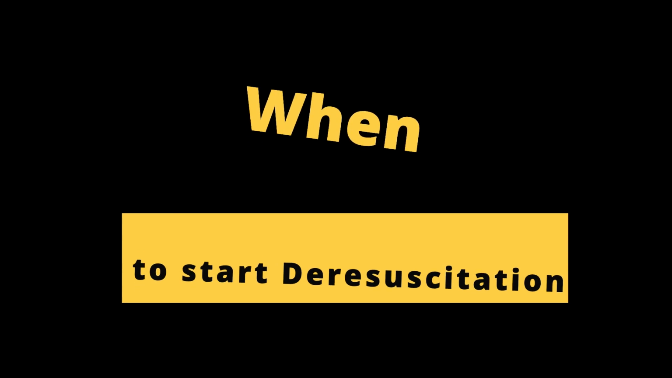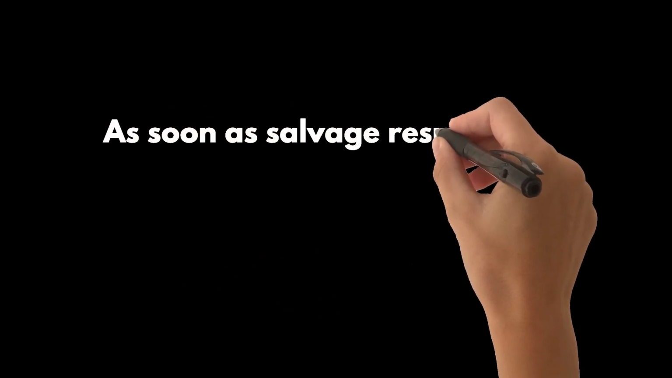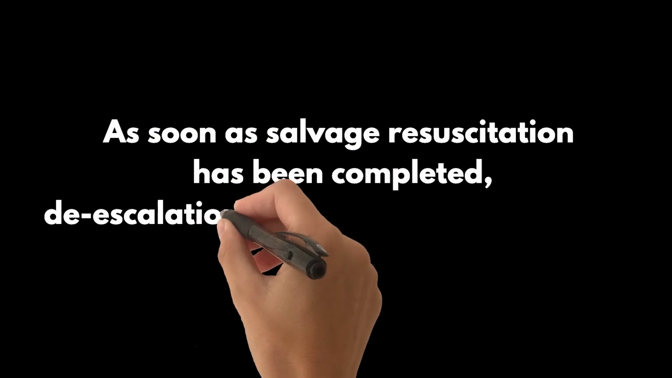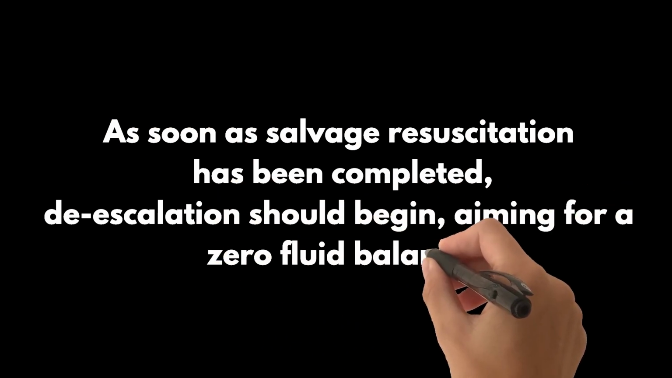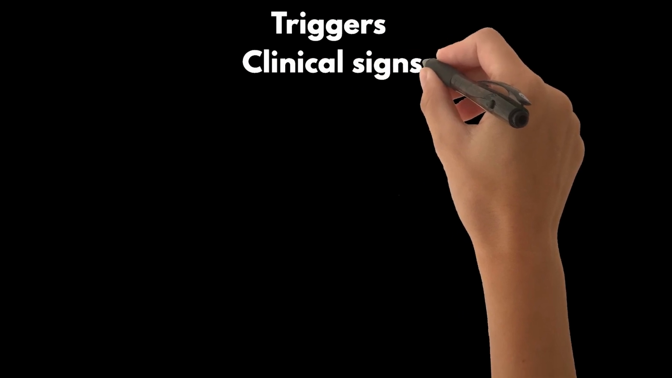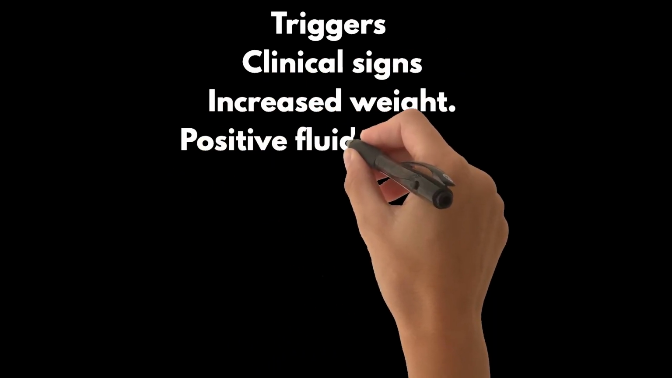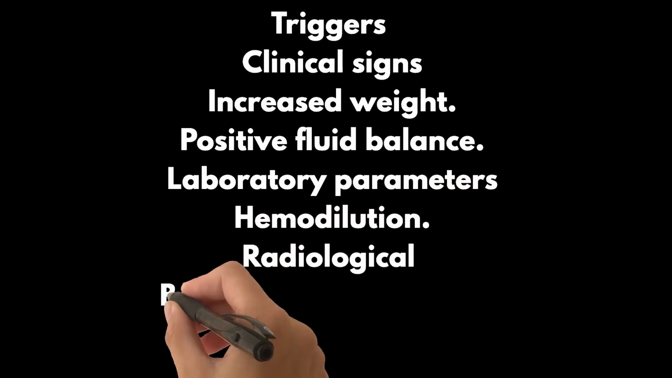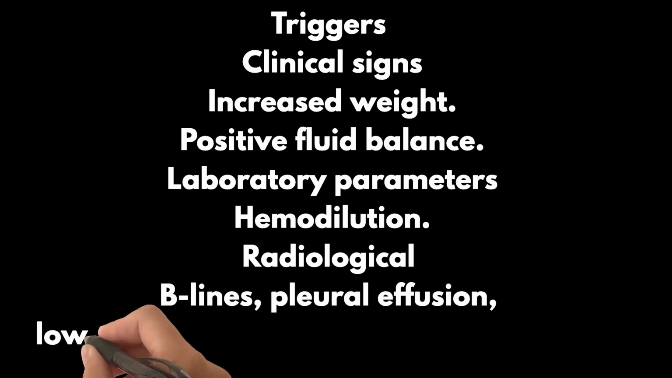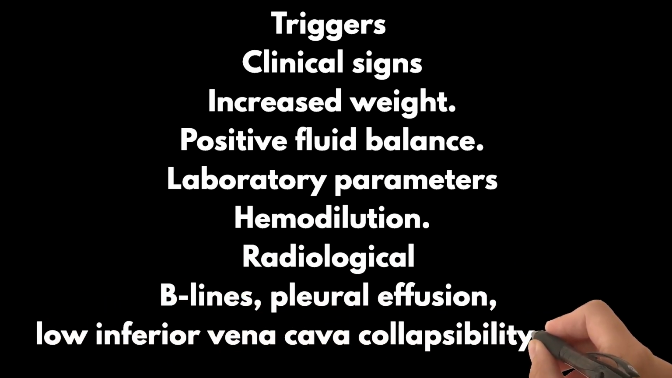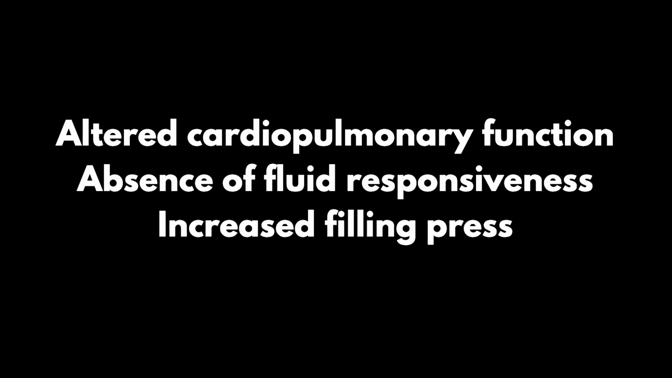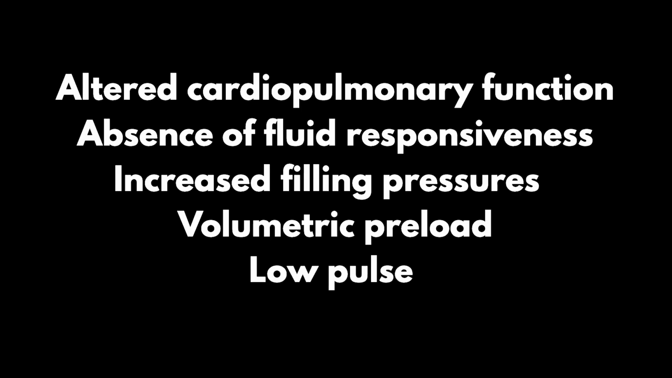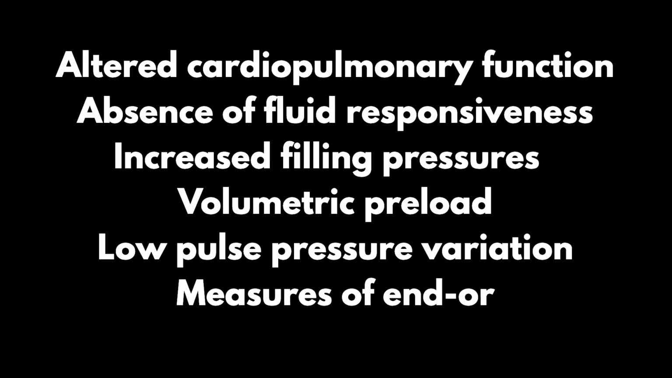When to start de-resuscitation? As soon as salvage resuscitation has been completed, de-escalation should begin, aiming for a 0 fluid balance. Triggers include clinical signs, like increased weight, positive fluid balance, laboratory parameters, like hemodilution, radiological signs, like B-lines, pleural effusion, low inferior vena cava collapsibility index, altered cardiopulmonary function assessed by absence of fluid responsiveness, increased filling pressures and volumetric preload, low pulse pressure variation, and measures of end organ function can also guide us.